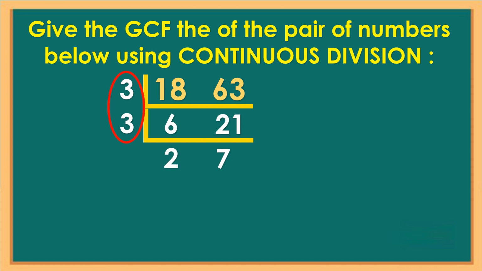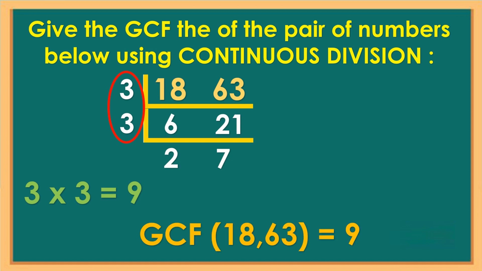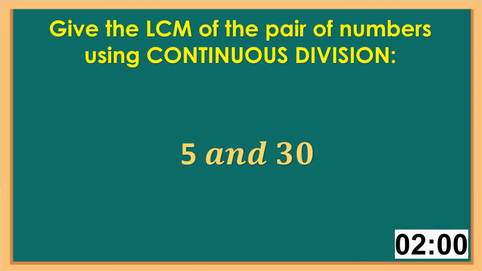Then we will get the common factors, which are 3 and 3. We have 3 times 3 is 9. The GCF of 18 and 63 is 9. Give the LCM of the pair of numbers using continuous division. 5 and 30.